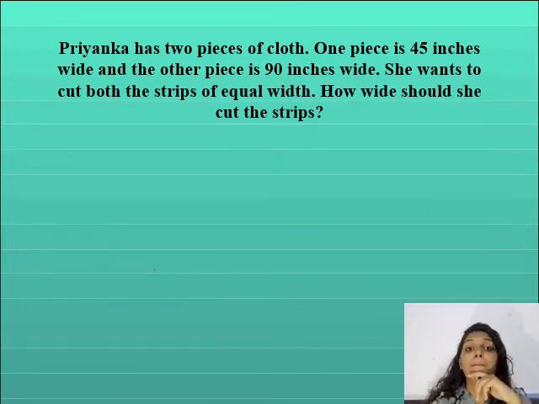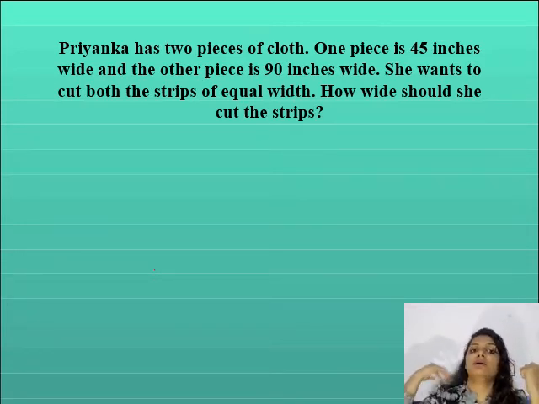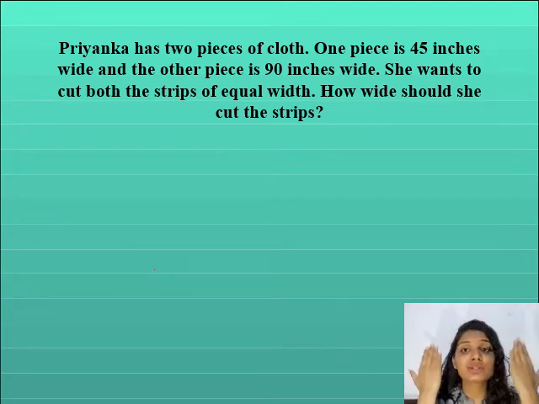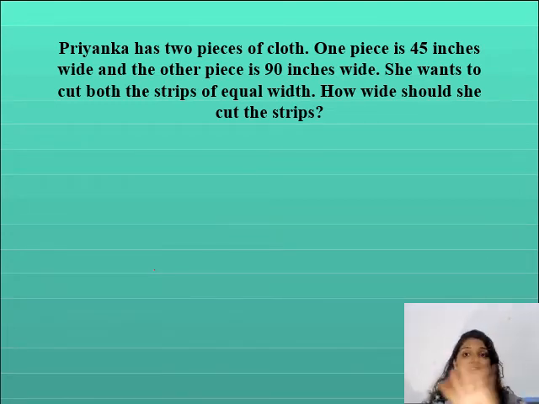Okay, now Priyanka has 2 pieces of cloth. Imagine, please. One piece is 45 inches wide and the other piece is 90 inches wide. Okay, so basically you have these two numbers, 45 inches and 90 inches. Now let's check whether they want us to divide these numbers. So she wants to cut both the strips to equal width. So it means we have to divide the numbers into equal parts.